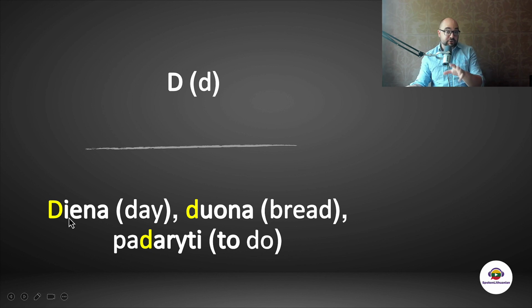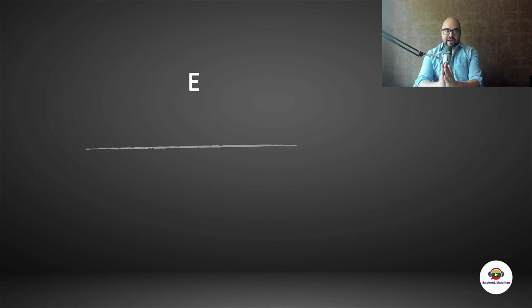Yeah, that's why I suggest you watch this lesson more than once. But yeah, softener, it changes the sound a little bit, like Diena. This is Duona, it's harder, and this is Diena, a bit softer. Okay, Diena, Duona, padaryti. Okay, so now we have the E, which is E in English language, but it's a simple a.